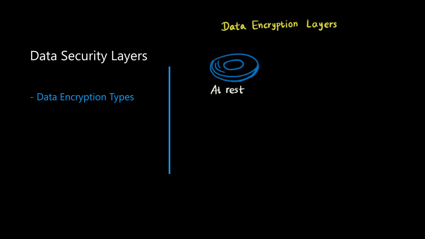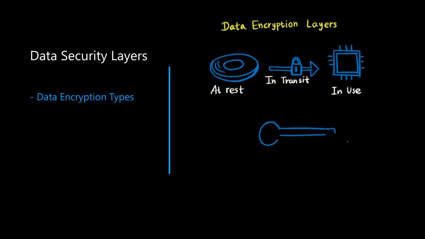At rest, encryption protects data stored on disks, in databases, or in object storage. In transit, encryption protects data as it moves across networks, typically using protocols like TLS or IPsec. Encryption in use, though still emerging, involves technologies like homomorphic encryption that allow computations on encrypted data without decrypting it first. Key management is equally critical.